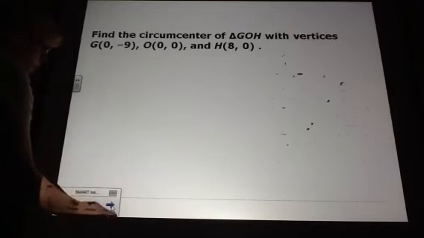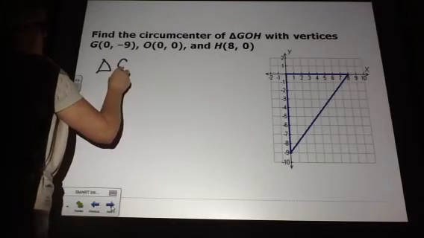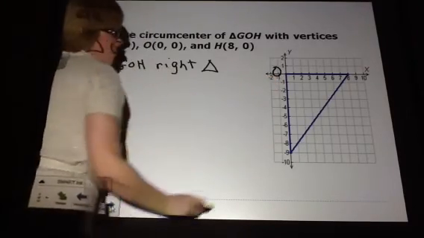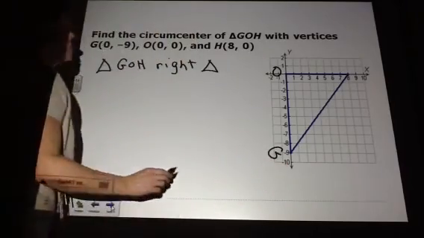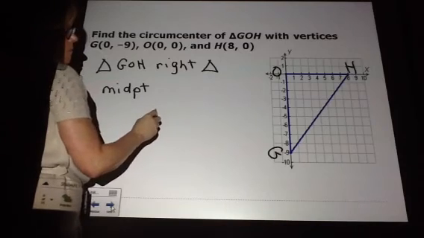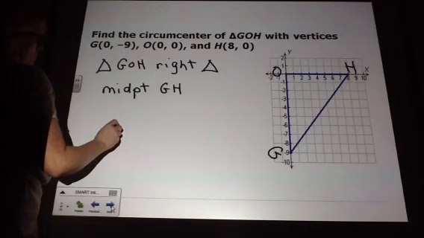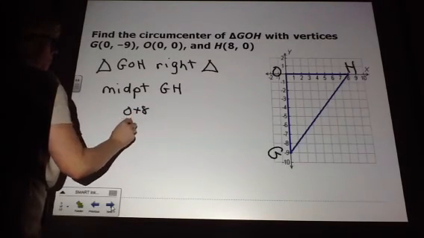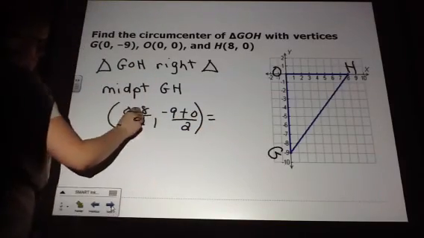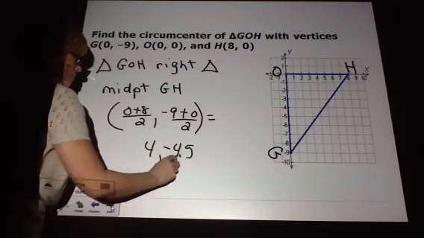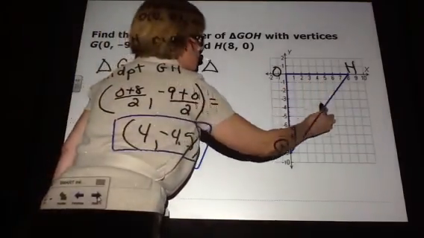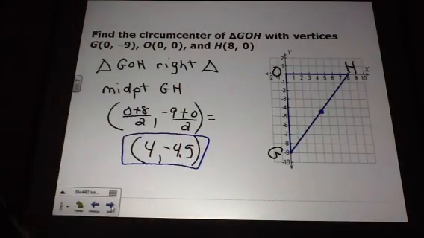Okay, I'm going to be quiet, let you do this one on your own. And there's your circumcenter. Okay, that's it for part 1.